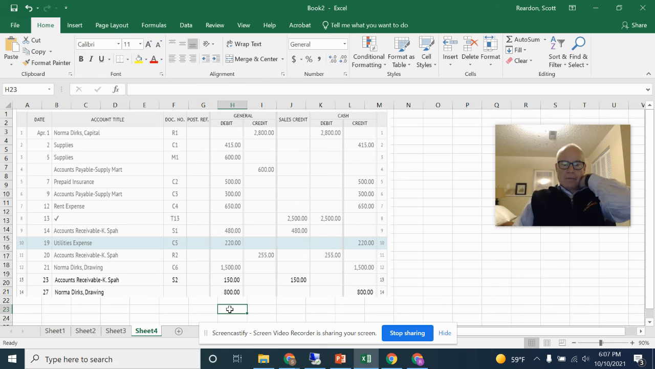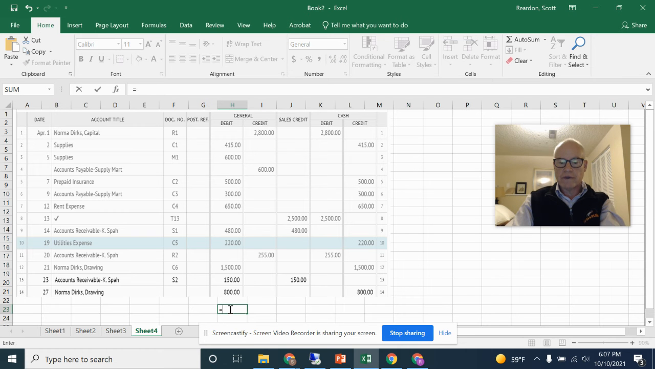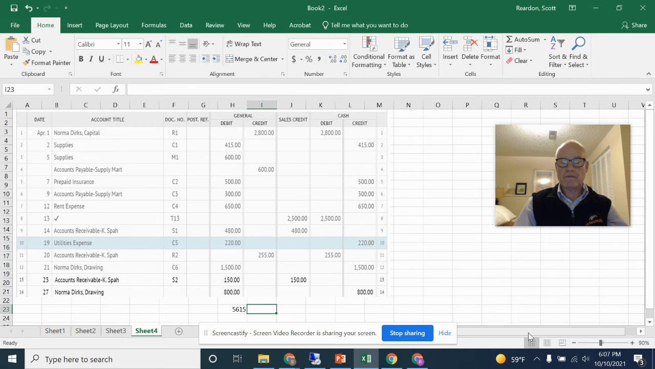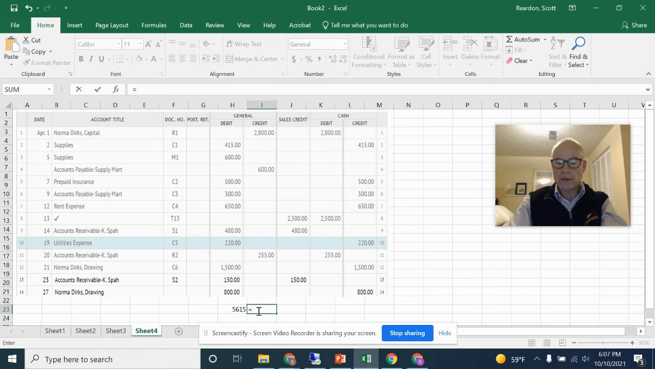Let's see here. I'm totaling my general debits equal 415 plus 600 plus 500 plus 300 plus 650 plus 480 plus 220 plus 1500 plus 150 plus 800. All that stuff in general debits. 5615, slide over here, equals, Reardon equals 2800.